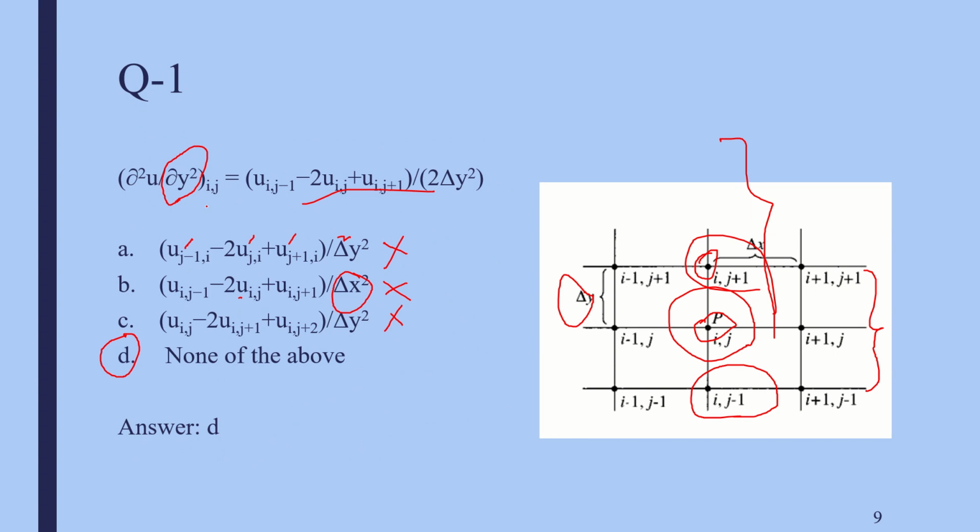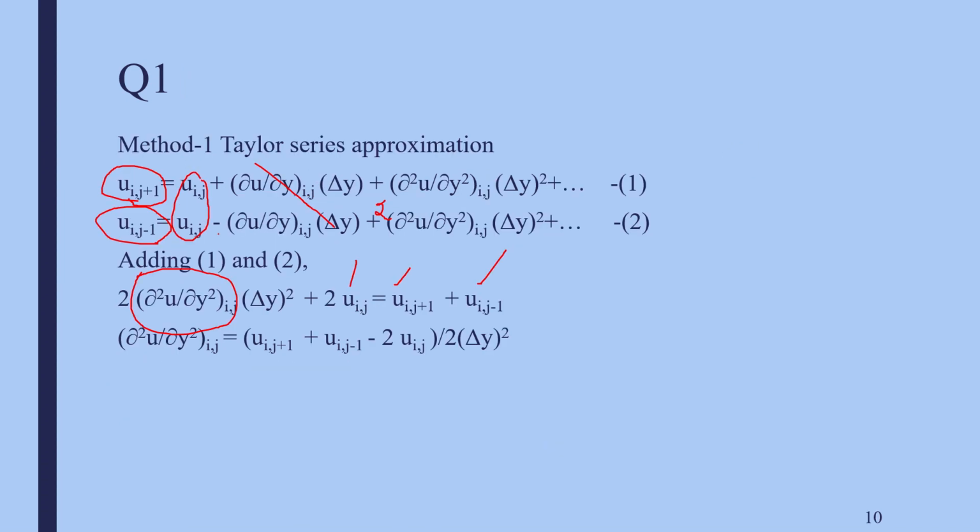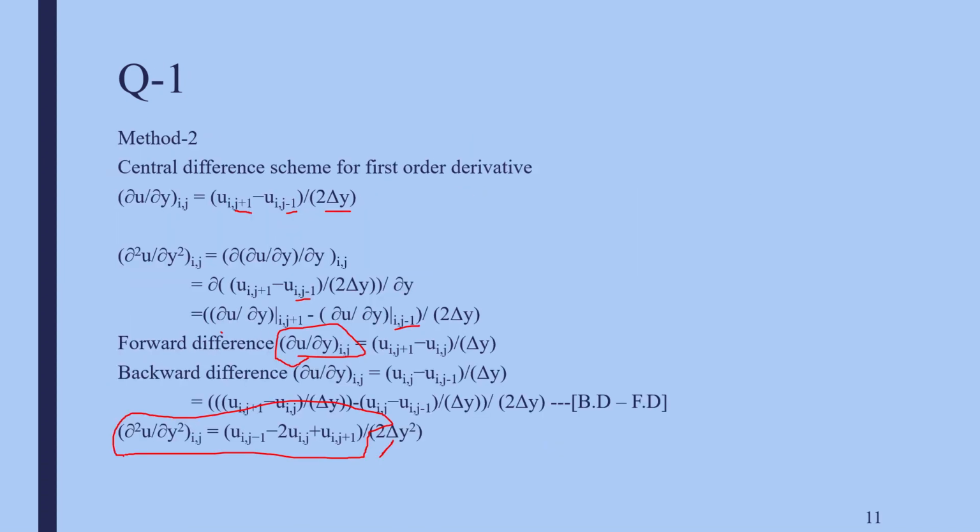So del square u by del y square at i comma j is equal to u i,j minus 1 minus 2 u i,j plus u i,j plus 1 divided by 2 times delta y square is the right answer. So this is question 1. Now we will go to question 2.